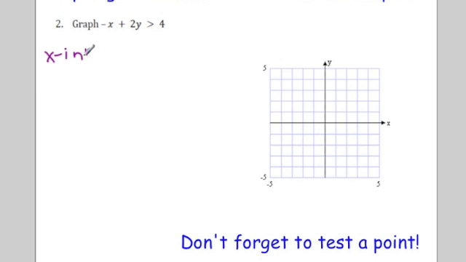So my x-intercept, remember, is when y is equal to 0. So I have that ordered pair when y is 0. If I plug in 0 here, this is gone. So I have negative x is equal to 4. So x is equal to negative 4. So it's negative 4, 0.